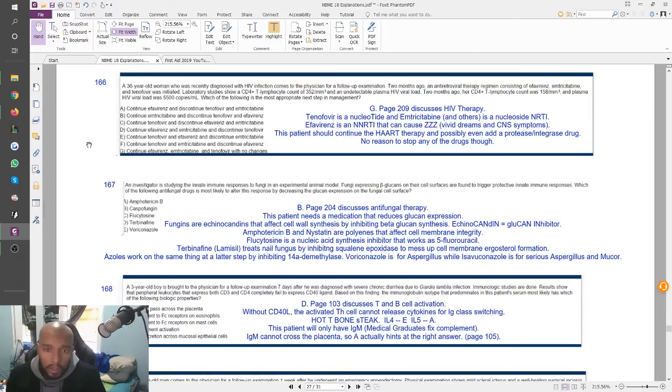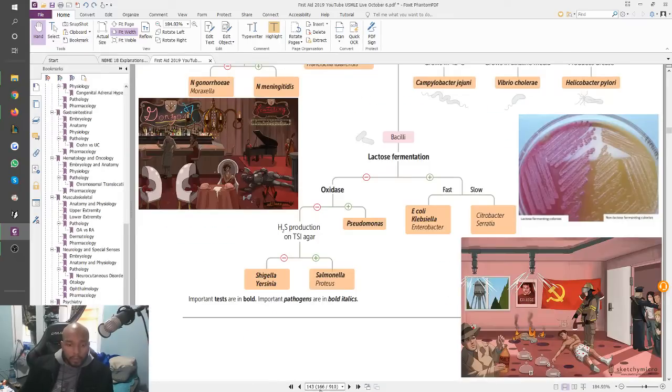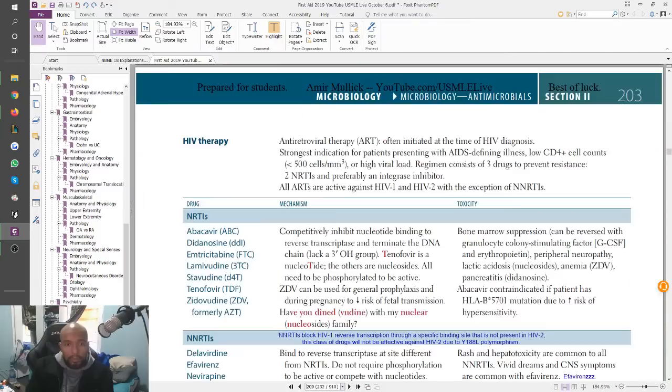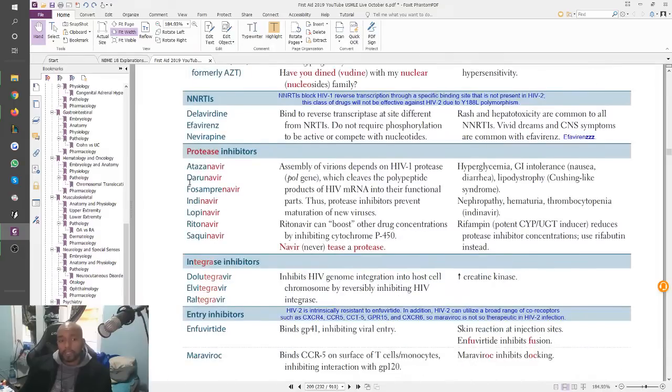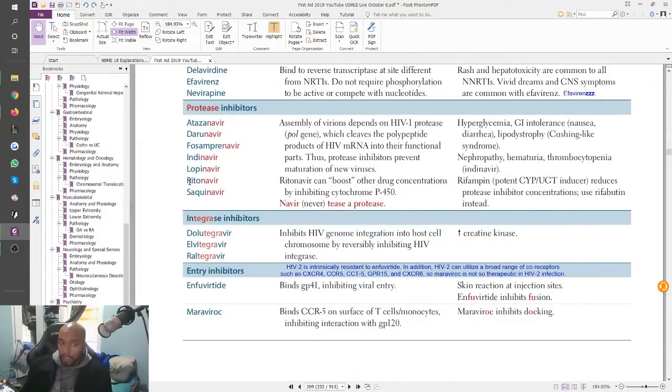This patient should continue the HAART therapy and possibly even add a protease or integrase drug if necessary or if affordable, but no reason to stop any of the drugs, right? So I don't know what the question writer was thinking. Why would you, in any mindset, pick to not give any of those medications anymore? It was working, right? So spend some time on another day to make sure you memorize all these medications. Now, you don't need to memorize all the medications.